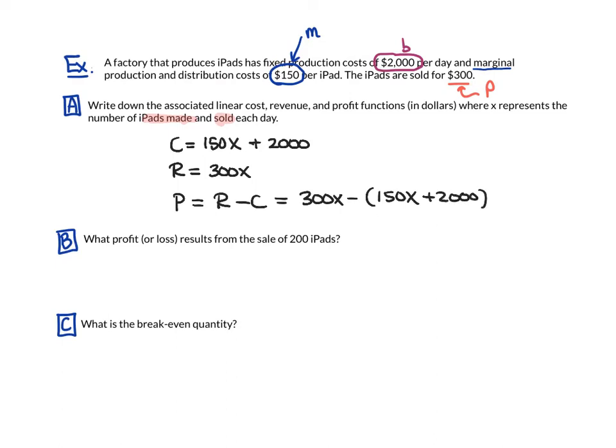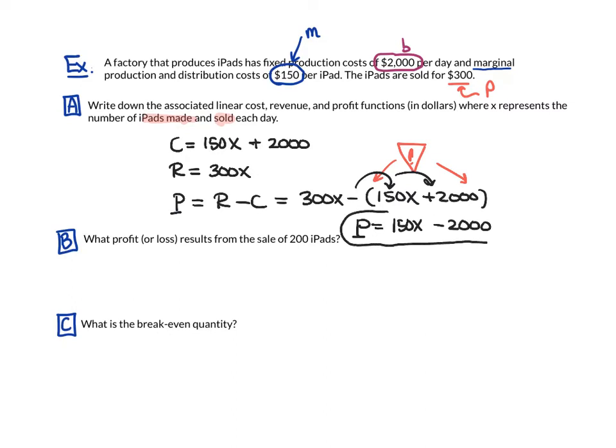Notice my use of parentheses here. That's super, super important. These parentheses, if you forget them, then you're not going to be distributing that negative as you should be. So when I distribute this negative sign, it goes to both terms, and you'll actually end up with 150x minus 2,000 for your profit function. And I don't know if you noticed on the last slide, but I like to write this as a capital P. So I put a little line under it so that we don't confuse profit with price. And that would be our profit function.